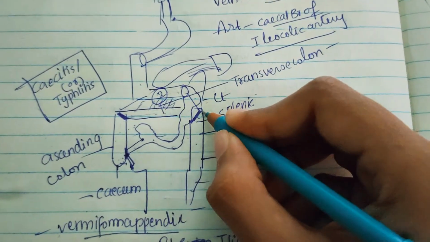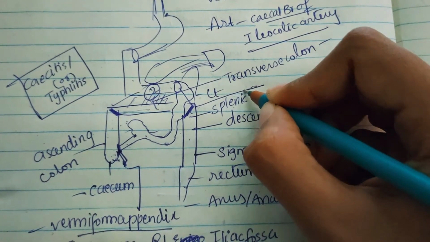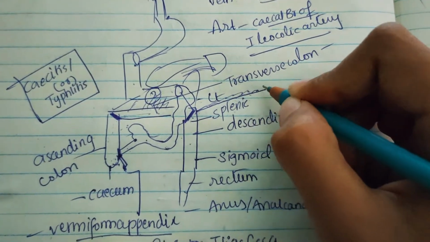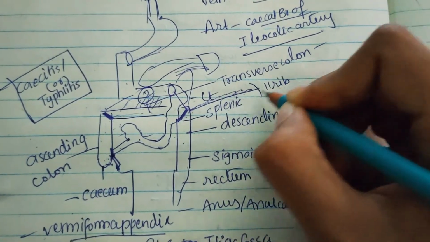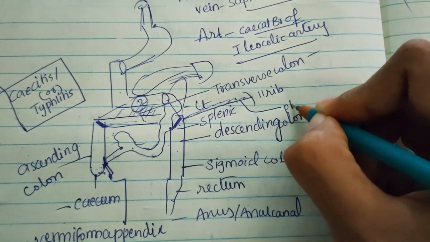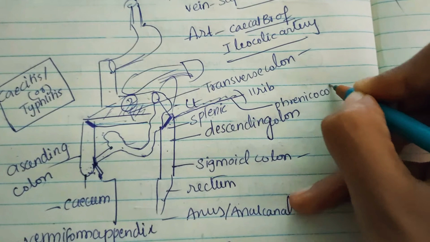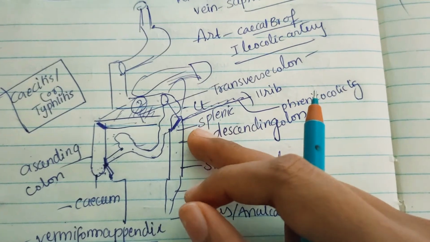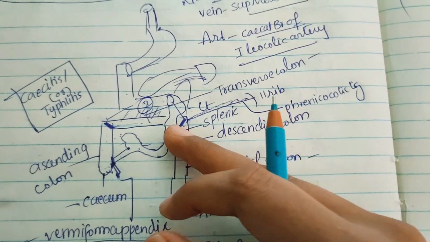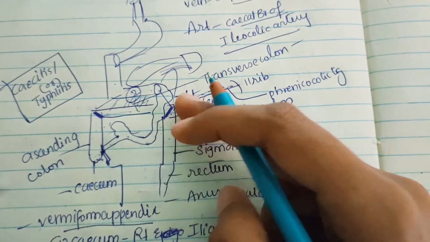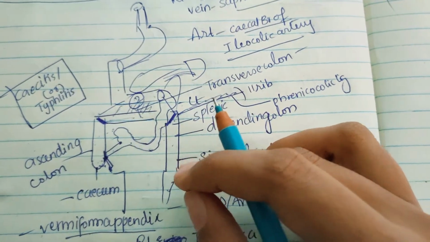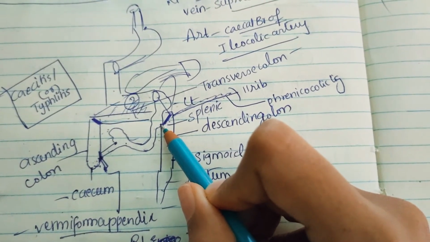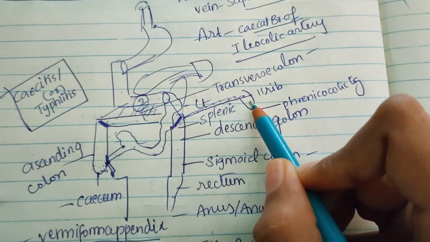So what I am saying, from here one ligament will come. This is called the phrenico-colic ligament. By this ligament the flexure is attached to the 11th rib. This is the phrenico-colic ligament, okay? And this ligament supports the spleen and forms a partial upper limit of the left paracolic gutter. You know this is the left paracolic gutter, so it forms the upper limit of the left paracolic gutter. So remember, the phrenico-colic ligament attaches from the left colic flexure to the 11th rib, okay?